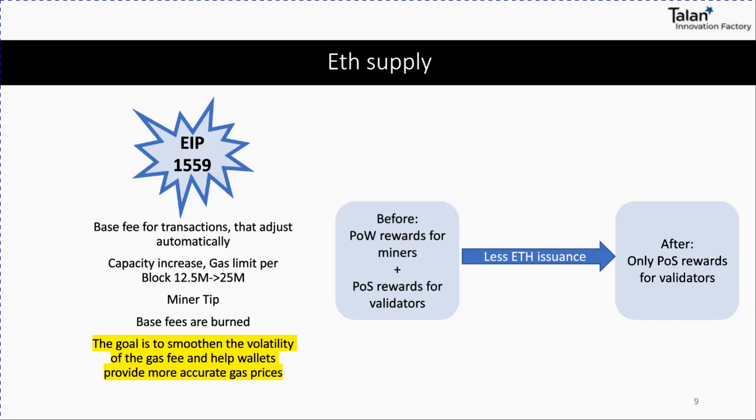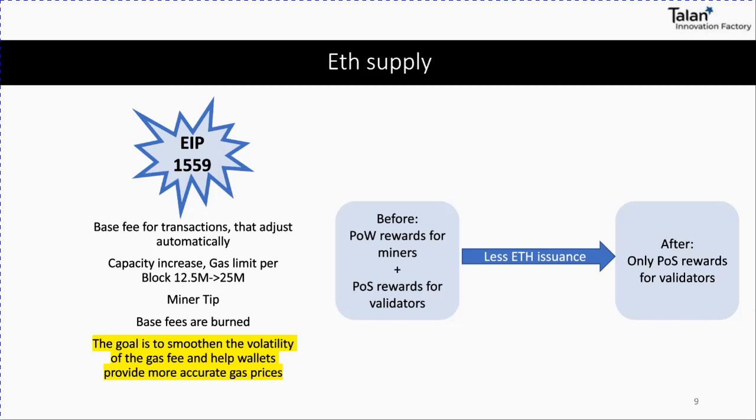The idea here was to improve this situation. The goal is not really to solve the problem definitively, with the best solution ever, but at least to smoothen the volatility of the gas fee. And this is exactly what happened with this proposal, or this upgrade. The idea was first to increase the block size, the block gas limit. It was about 12.5 million, and it's now 25 million. And how can this help us in this situation?